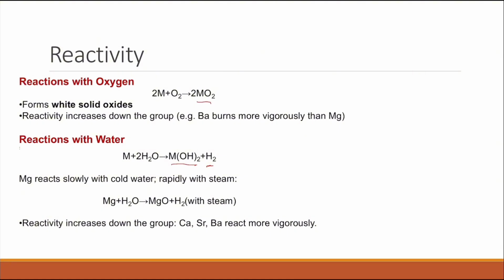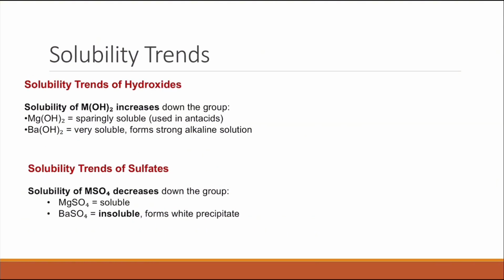So we have magnesium that reacts very slowly with water, and it reacts mainly with steam, or reacts faster with steam. And when magnesium reacts with steam, so water as a gas, it will give magnesium oxide rather than magnesium hydroxide and hydrogen. And the reactivity with water will increase down the group, and so calcium, strontium, and barium will react more vigorously with water.